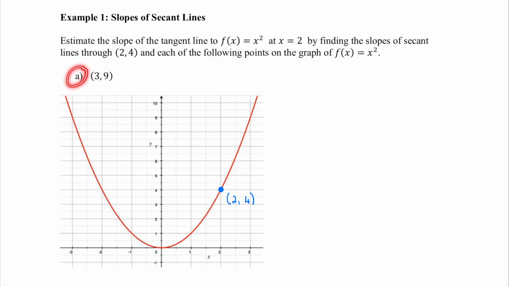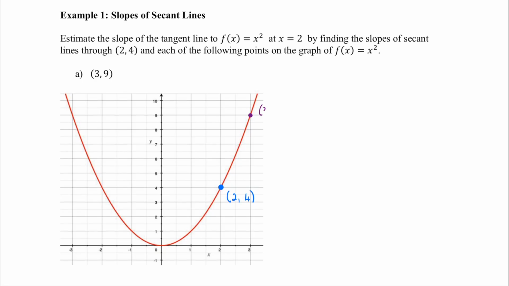Question A, they want us to use the point (3, 9) to estimate the slope of a tangent line at the point (2, 4). So let's plot (3, 9) on the graph. We are going to use the slope of the secant line between these 2 points.